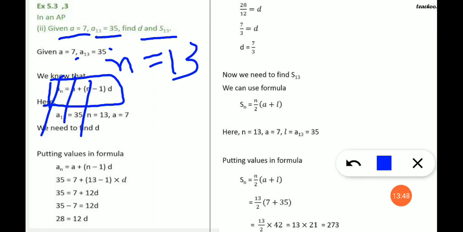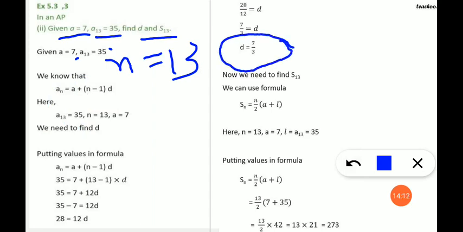So the unknown value is d only. Easily, after substituting the values in the formula, we can find out the value of d. So quickly substitute the values and find d, and on solving we got d is equal to 7 by 3.